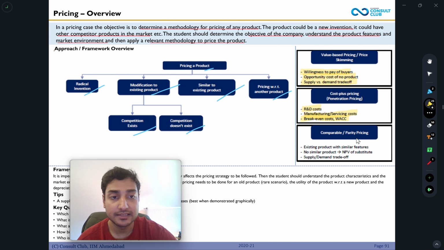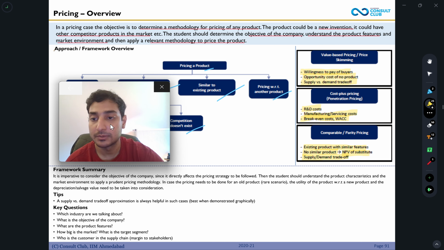Comparable parity pricing, where you see what similar products exist in the market, and based on that you price your product. So there is an existing product with similar features, no similar product, net present value of the substitute, and supply demand trade-off. That's how you calculate how comparatively you can price a product based on the similar products available in the market.